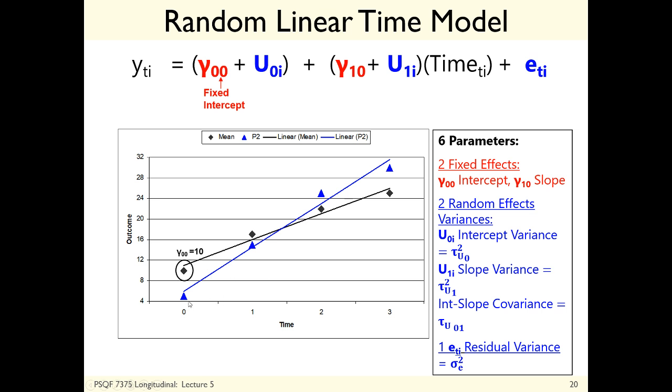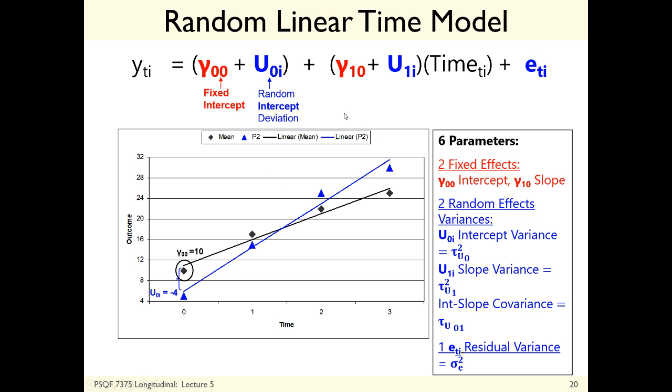My blue person at time 0 is lower than everybody else. So their U0 is a -4. If you put 10 with -4, you get to the person's predicted intercept of 6. And again, same idea, it's not exactly that person's time 0 value. It's their time 0 value predicted by their model, which is their own line in this case.